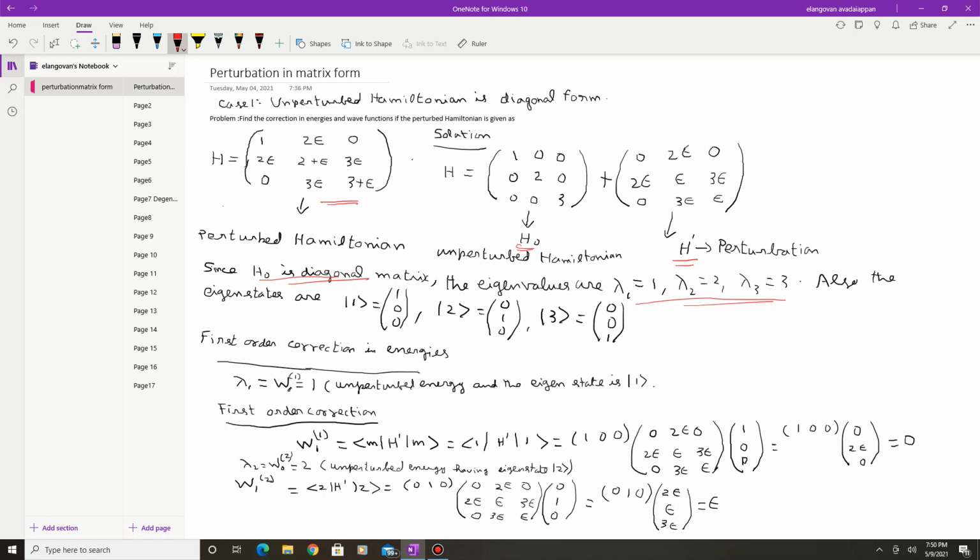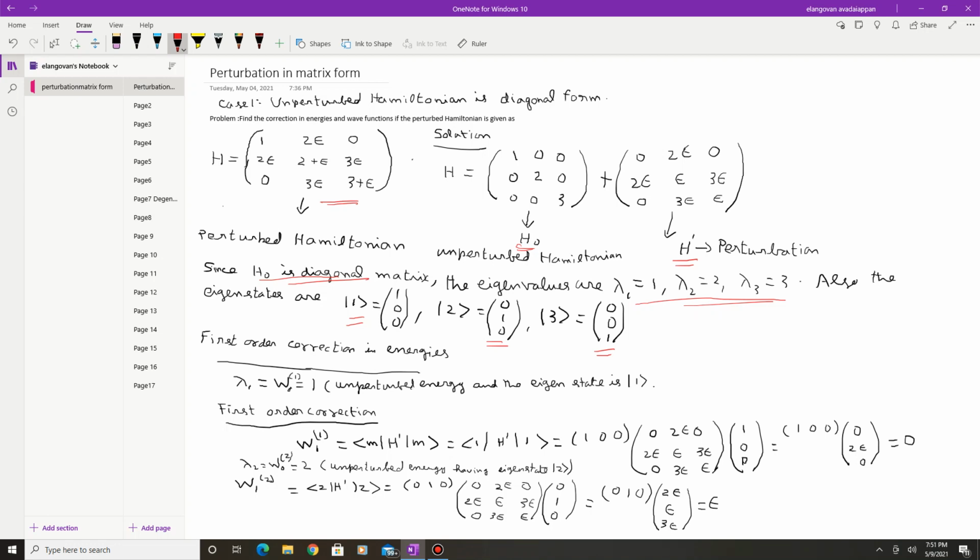Now the eigenstates are also given: the state ket 1 is 1 0 0, ket 2 is 0 1 0, ket 3 is 0 0 1. So there are three eigenstates corresponding to these eigenvalues. These are the eigenstates as well as the eigenvalues of the unperturbed Hamiltonian. Now our task is to find the first order correction energies.